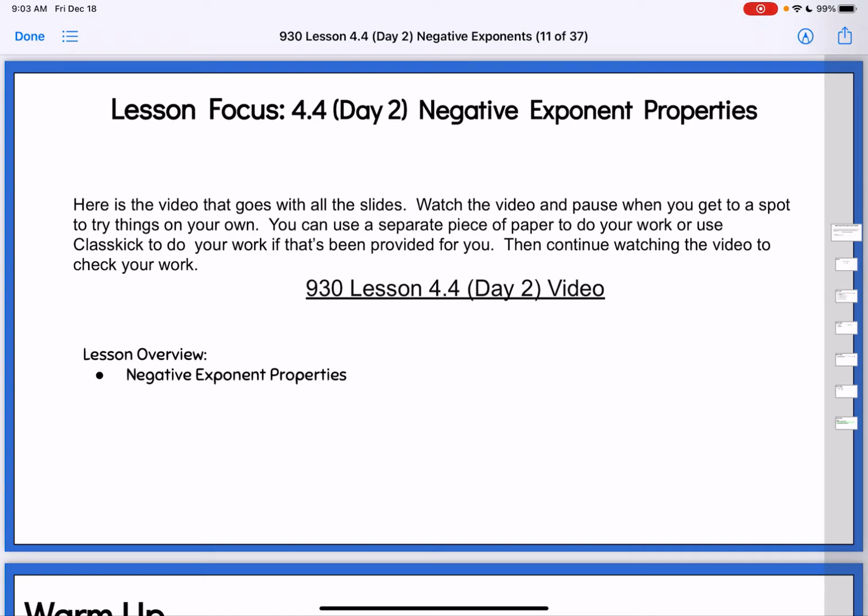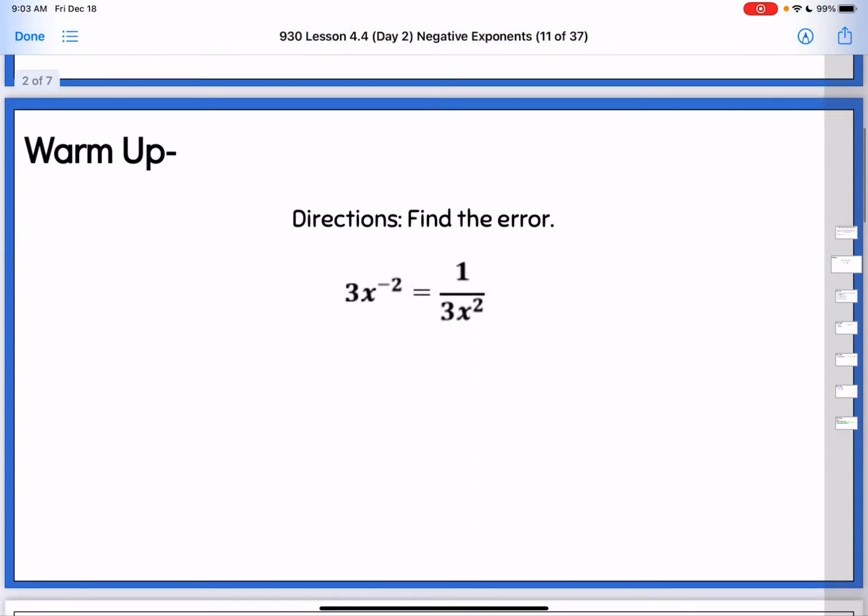So today we're going to take that idea and keep building on it and get into some more complicated problems that combine all of your properties so far, but really focus on those negative exponents as well. Here's a little warm up just to think back to what we were talking about yesterday, a very common mistake with negative exponents. Pause your video and see if you can find the error.